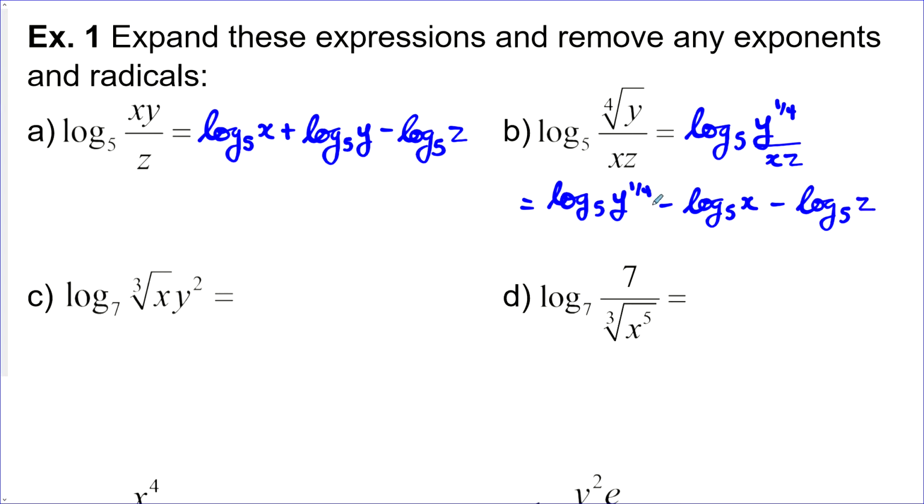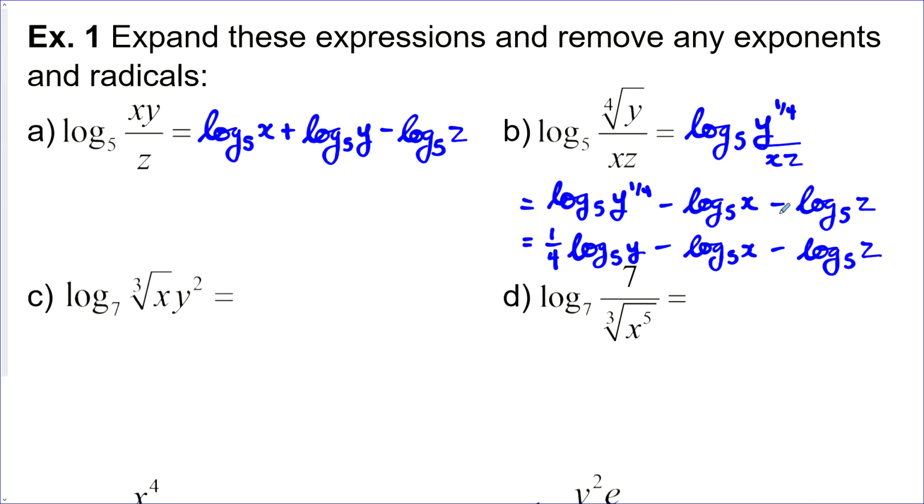Now we want to get rid of this exponent here, so it's the exponent of the argument, so it can be moved down to become a coefficient. So 1/4 log base 5 of y minus log base 5 of x minus log base 5 of z.